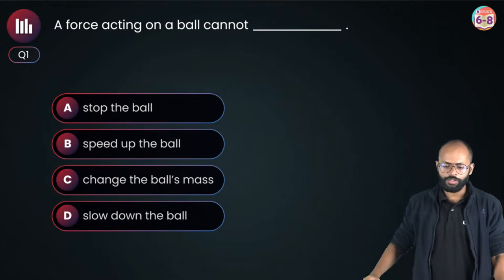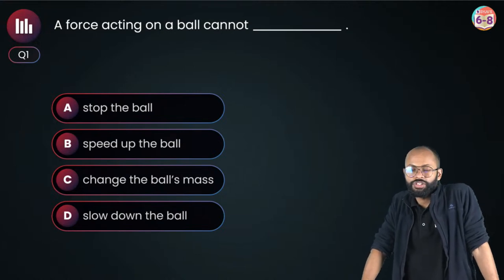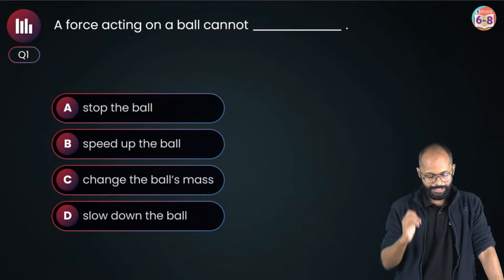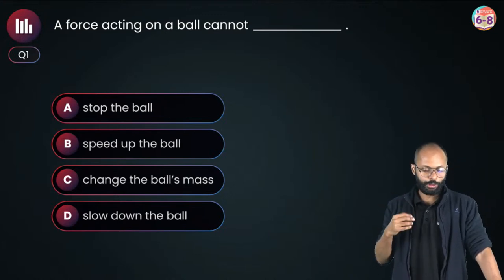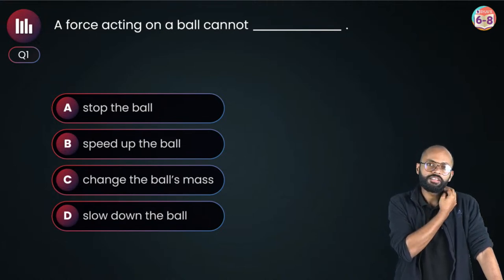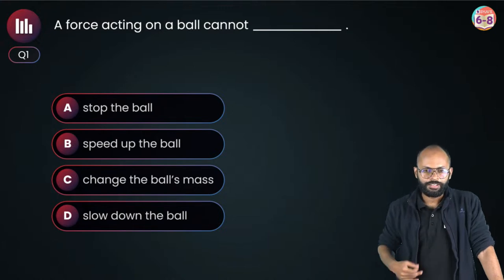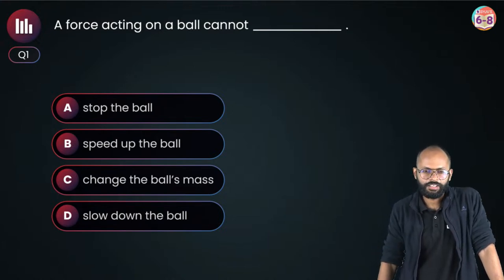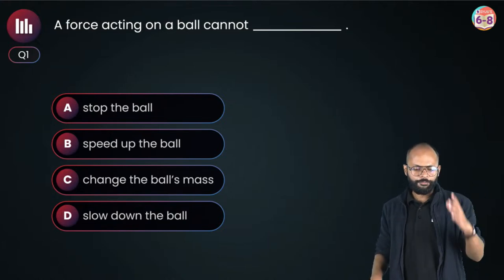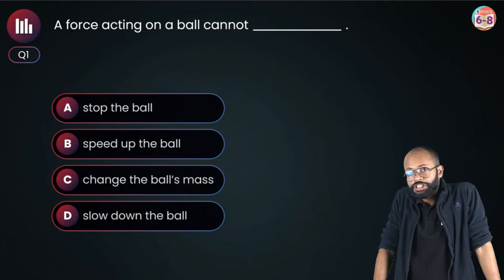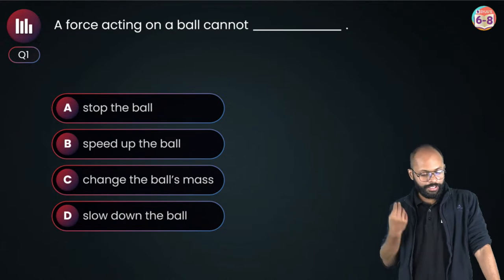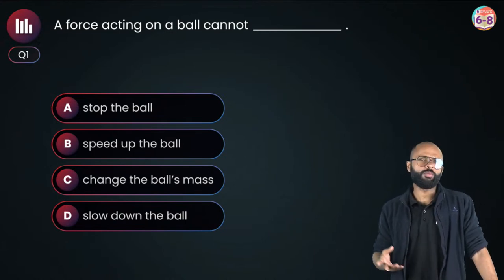A force acting on a ball cannot do what? A. Stop the ball. B. Speed up the ball. C. Change the ball's mass. D. Slow down the ball. Are we getting options? A, B, C, D? See, we have the poll active on the chat. Come on. A force acting on a ball cannot stop the ball, cannot speed up the ball, cannot change the ball's mass, cannot slow down the ball. What do you think?